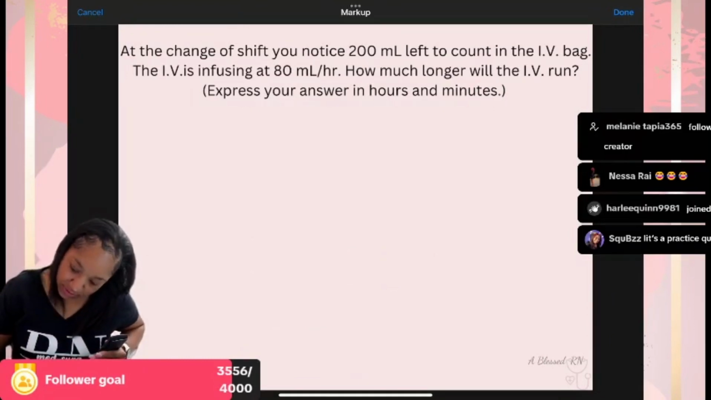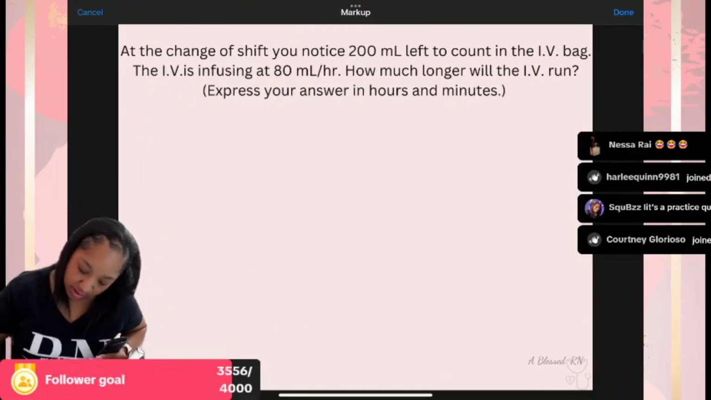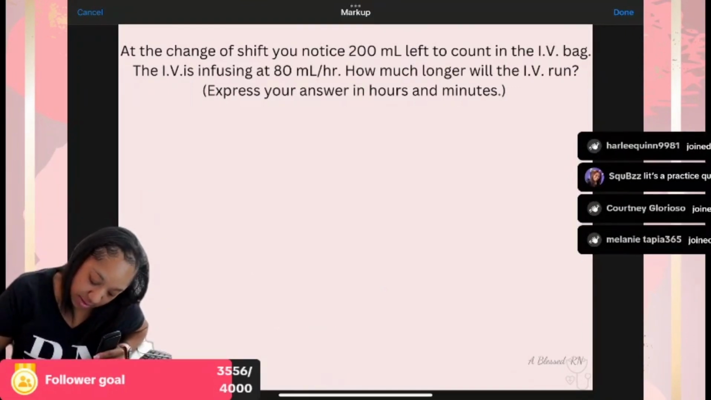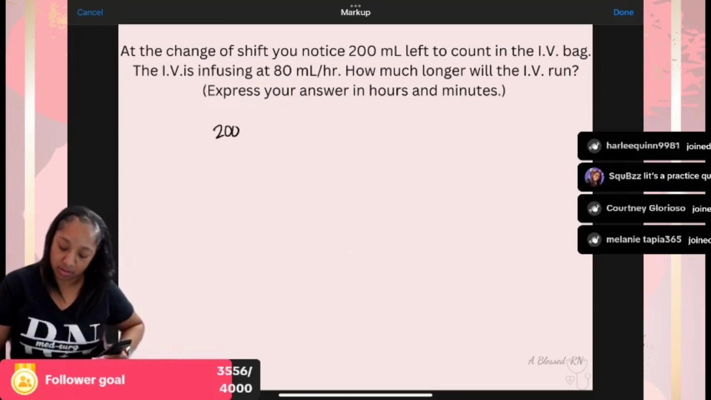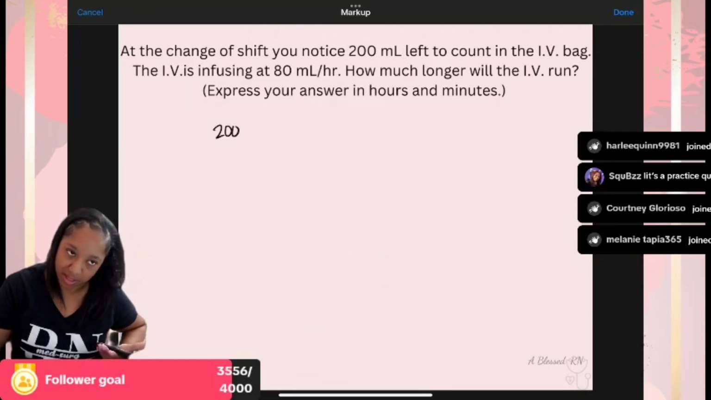Alrighty. So, how are we going to do this one? Alright, so if we have 200 mLs in the bag, and it's already going at 80 milliliters an hour, how much time do you have left? So we're going to be looking for time, okay?